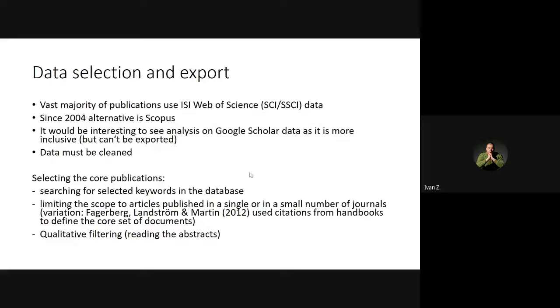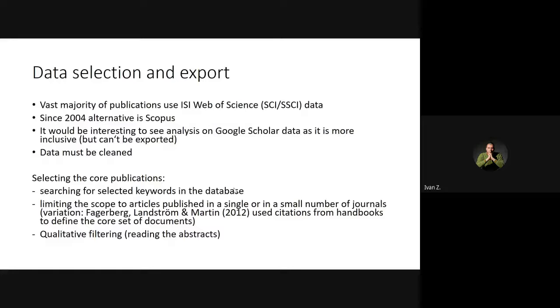And one thing is that data must be cleaned because there are certain imperfections, especially regarding journal and author names. These are the most problematic. If you do it on a document level, so document analysis, it is less of a problem. But if you do the analysis on the author or on the journal level, you have to clean the names, because the same journal could appear in different abbreviations in the citation data.